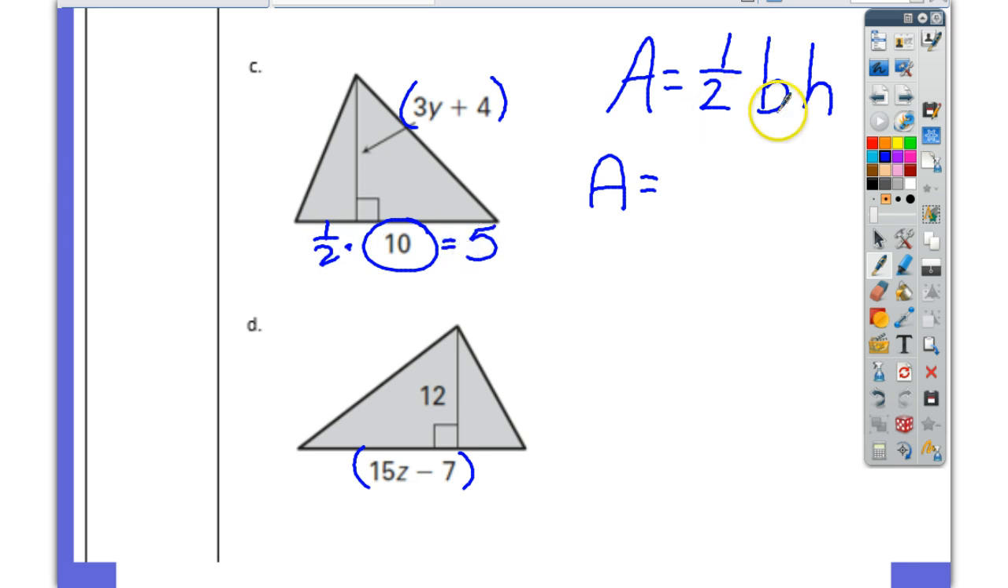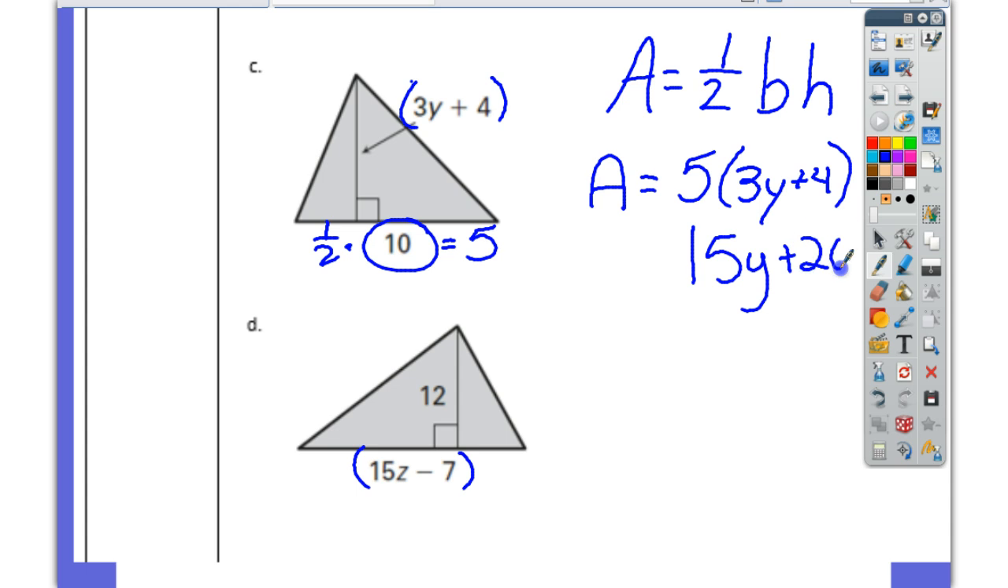5. So 1/2 of the base is 5 times the height now. That's where we're going to have to distribute 3y plus 4. And my final answer would be what? Yep. Excellent. My final answer, you end up getting 15y plus 20.